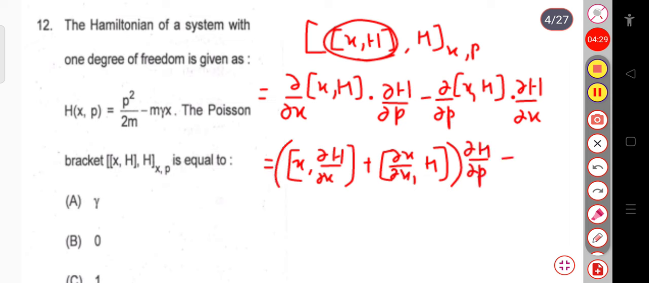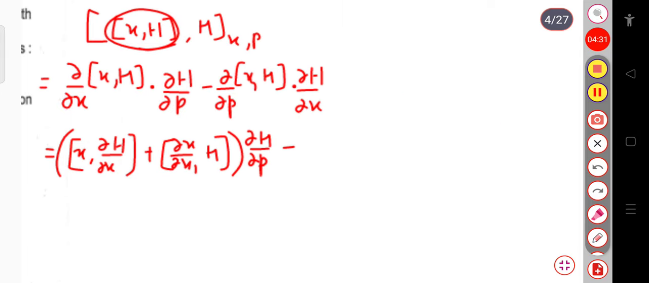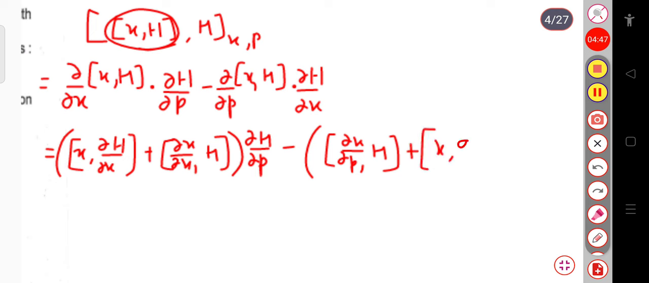minus, this will be dou by dou p of this much, for that I will write this in a normal bracket, then dou x by dou p with H plus x comma dou H by dou p, then this whole into dou H by dou x.